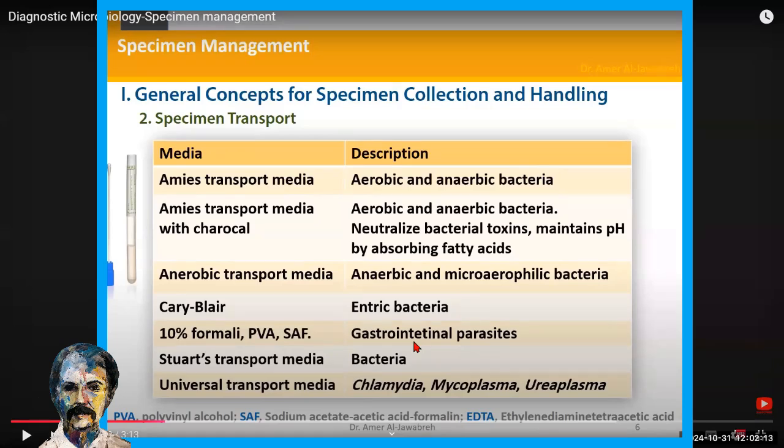Stewart's transport medium, also for bacteria. Universal transport medium for chlamydia, mycoplasma, ureaplasma. These bacteria are very sensitive and need special requirements. They don't grow easily, so you need universal transport medium. All of these media exist because they want you to have zero problems in the pre-analytical phase, so that you can get a positive culture or correct results. Maybe it's negative.